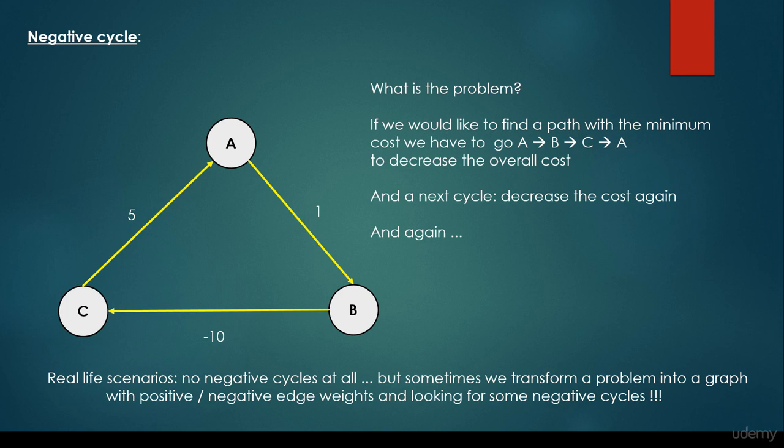So in real life scenarios, no negative cycles at all, but sometimes we transform a problem into a graph with positive and negative edge weights and look for negative cycles. For example, if we are dealing with stock market or forex related data, we are able to find the so-called arbitrage situations and make riskless money, and we are looking for these negative cycles. So in that situation it's crucial to find these negative cycles.